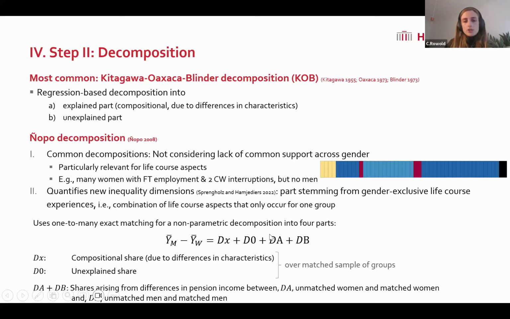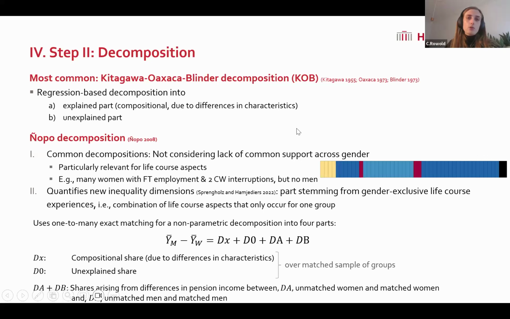And then we have these additional components here, the DA and DB components. These are the ones that basically quantify the gender-exclusive life course experiences. DA does this by basically looking at, okay, in our case, pension income differences between those women who do not have male counterfactuals and those who do have, so those that are matchable. And then DB is the equivalent for men.